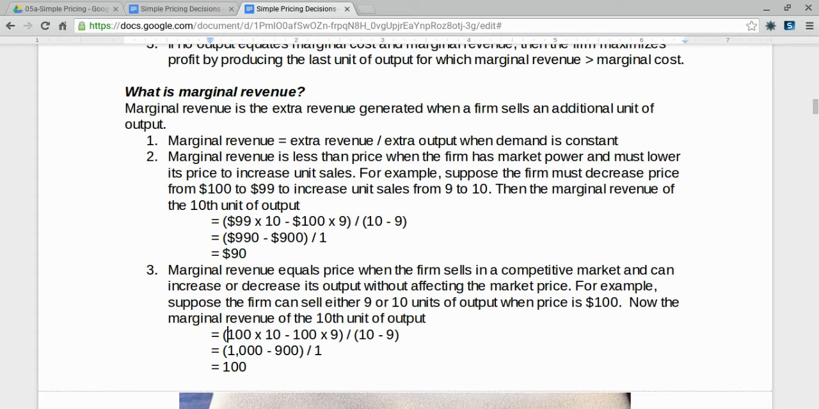Marginal revenue equals price when the firm sells in a competitive market and can increase or decrease its output without affecting the market price. For example, suppose the firm can sell either 9 or 10 units of output when price is $100. Now the marginal revenue of the 10th unit is $100 times 10 minus $100 times 9, divided by the change in output, which gives us $1,000 minus $900 divided by 1, which is $100. In perfect competition, price equals marginal revenue.